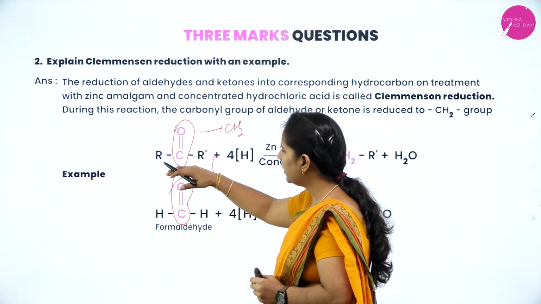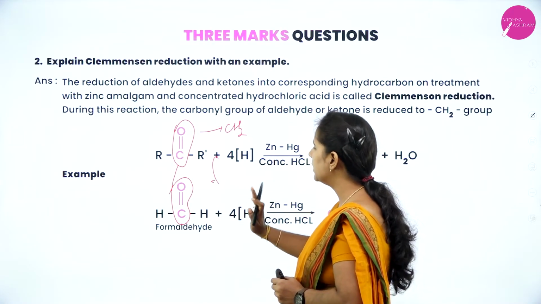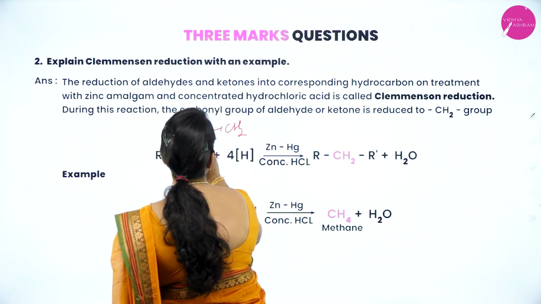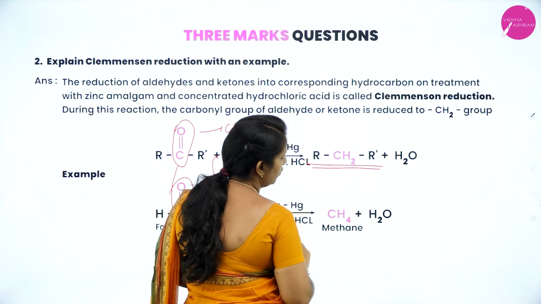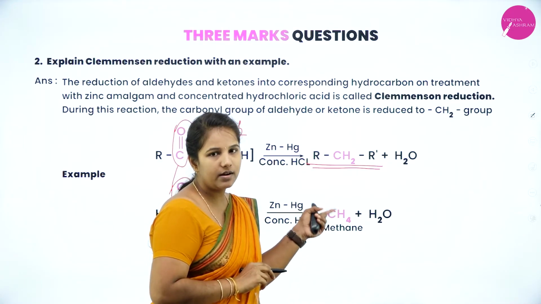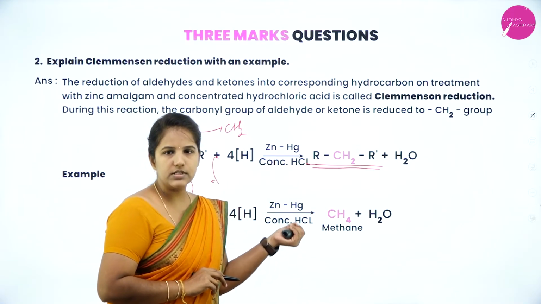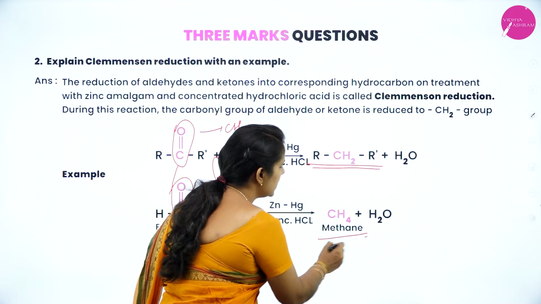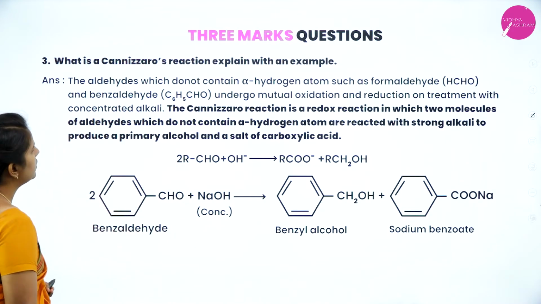You can see that I have taken an example of a ketone, which upon reduction with zinc amalgam in the presence of concentrated HCl, what will happen? The C double bond O group will be entirely reduced to a CH2 group. Hence, this process we call as what? Clemmensen reduction reaction. Similarly, if you take an aldehyde and treat it with zinc amalgam and concentrated HCl, it forms methane. Okay. Next, what is Cannizzaro reaction?